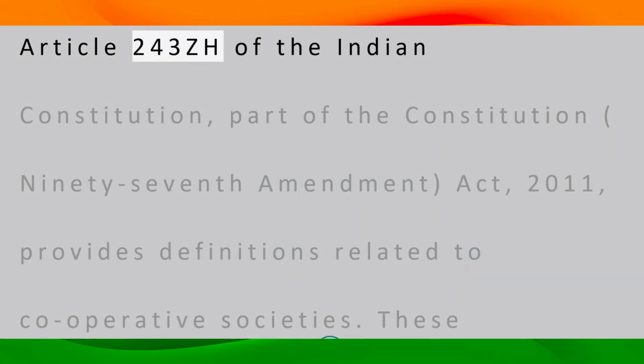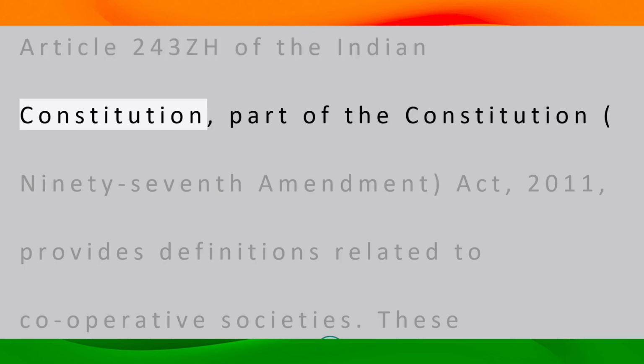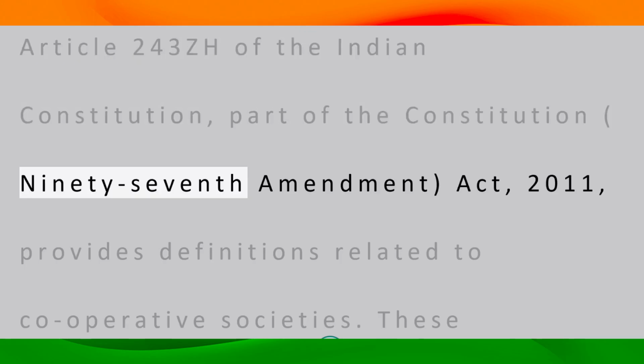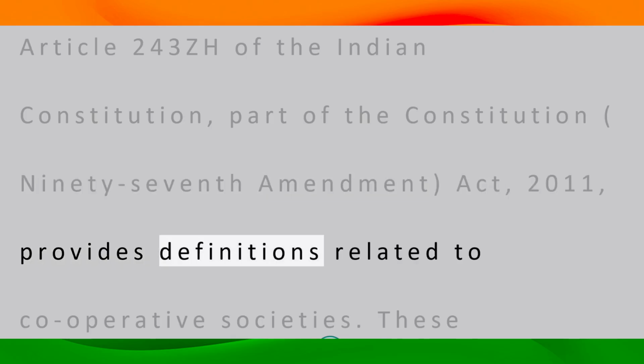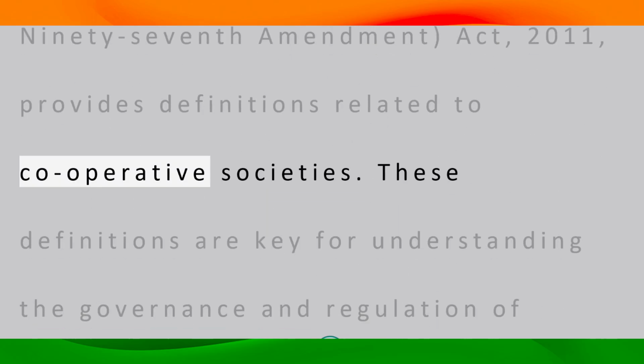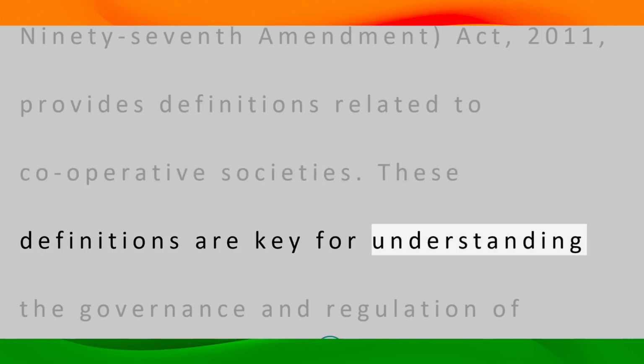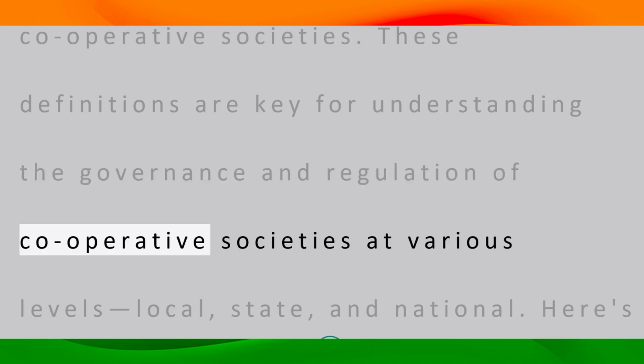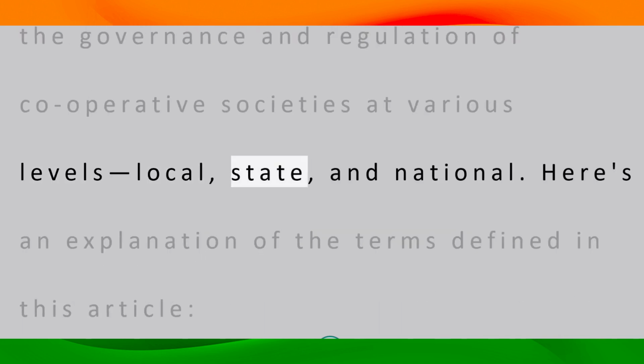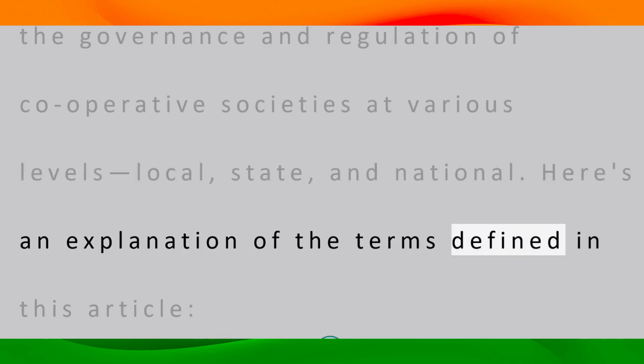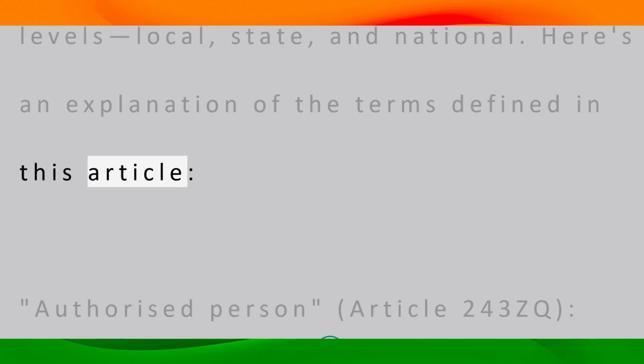Article 243ZH of the Indian Constitution, part of the Constitution 97th Amendment Act, 2011, provides definitions related to cooperative societies. These definitions are key for understanding the governance and regulation of cooperative societies at various levels: local, state, and national. Here's an explanation of the terms defined in this article.